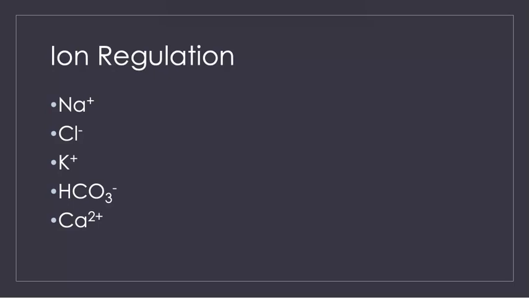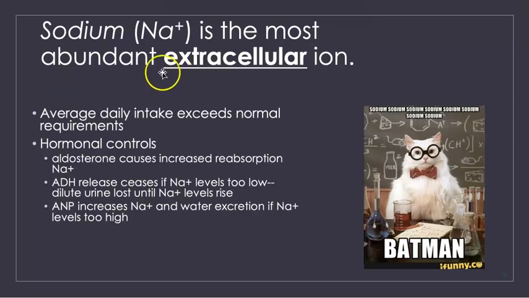What about ion regulation? So a few things to know here. Sodium is the most abundant extracellular ion, right? And this should not come as a surprise. We know our sodium-potassium pump. It pumps 3 sodium out for every 2 potassium that is pumped into the cell, so it's no surprise. There's a large concentration of sodium outside the cell.